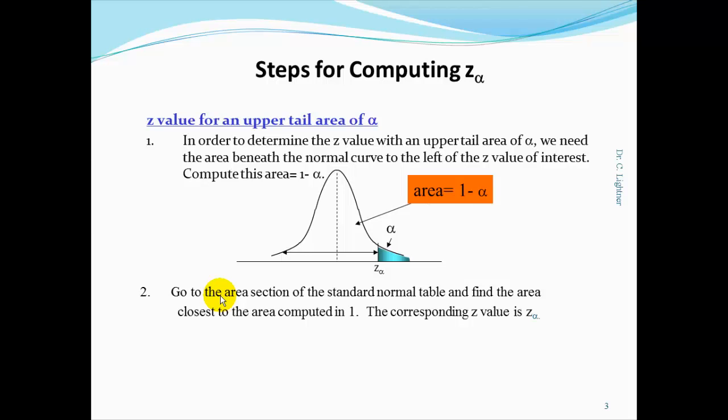Step 1 for computing Z alpha. In step 1, we must determine the area that we're going to look up on our standard normal cumulative table. That area is defined as 1 minus alpha. In step 2, we go to the area section of the standard normal table and find the area as close as possible to the area we computed in 1. This area is our Z alpha value.